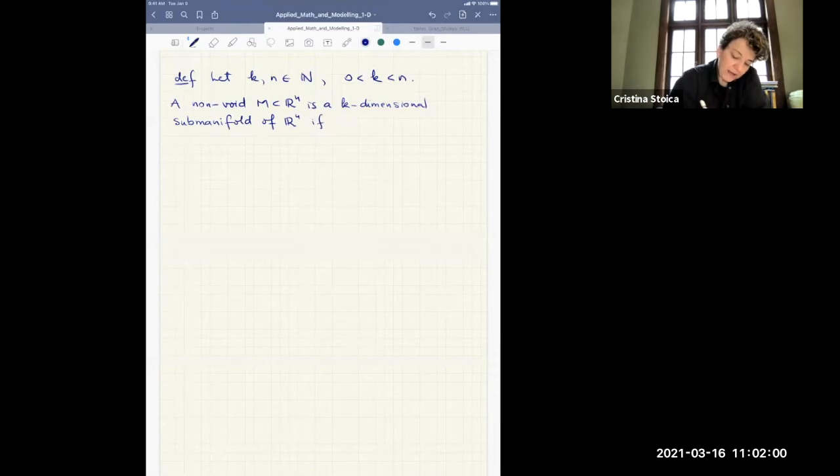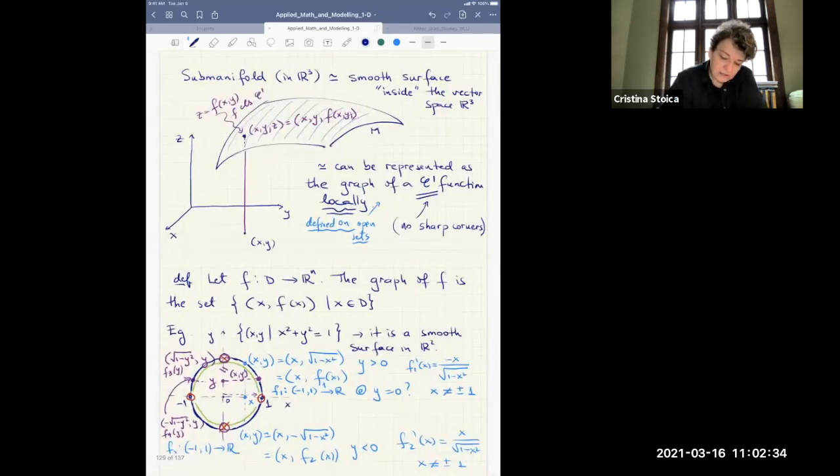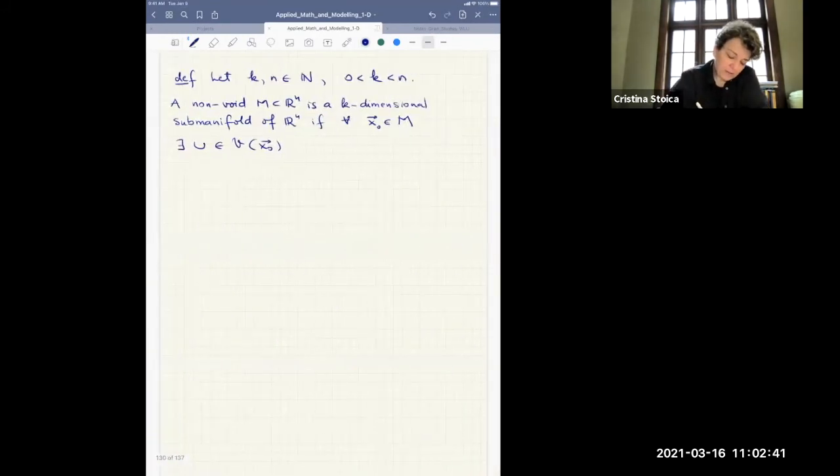if for any point, let's say x, I'm going to make it like a vector in M, there is a neighborhood U of this x vector. On purpose, I'm calling it x because I see it as a vector in Rn. I know that it's on M, it is on this M, but it's still part of the bigger R3 space. So there is a neighborhood in there, let's say U in M. So it's in there.